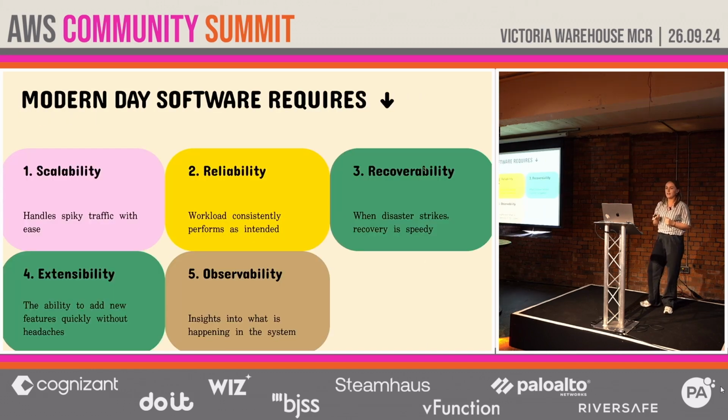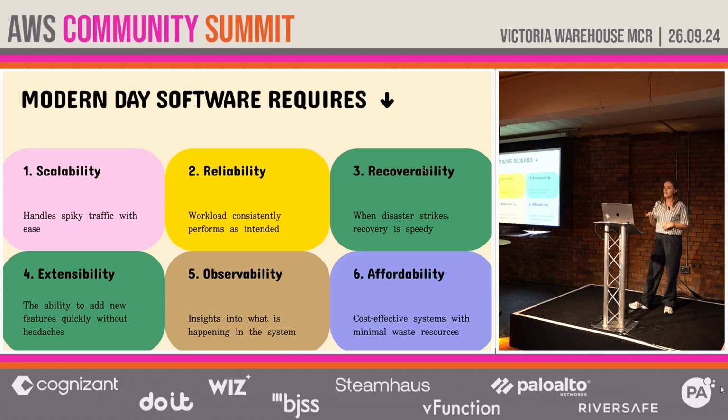And we also need our system to be really observable, and that's something that we'll highlight quite a lot later on in the talk. And of course, we want it to be affordable as well, because we can't run a business at a loss.